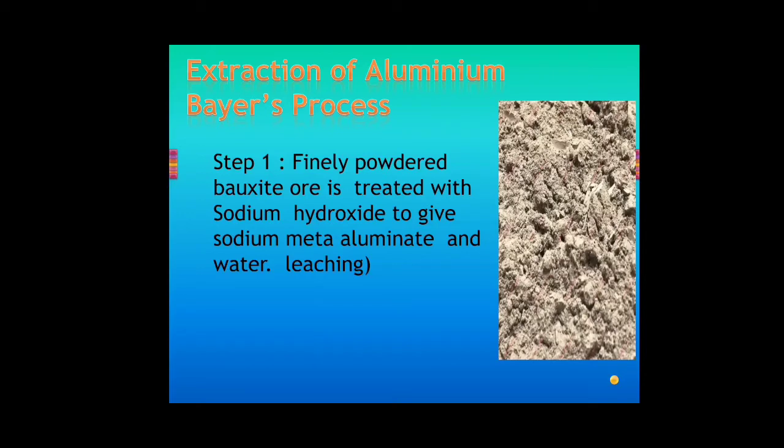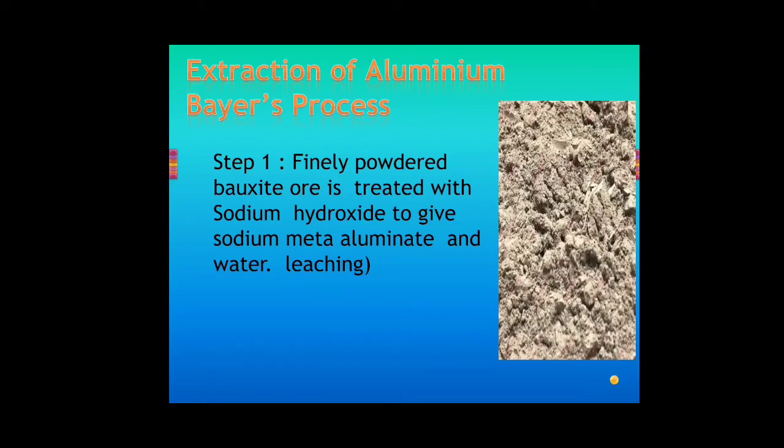Now let us see the extraction process. The extraction of aluminium is also called the Bayer's process. In the first step, finely powdered bauxite ore is treated with sodium hydroxide to give sodium metaaluminate and water. This process is called leaching.